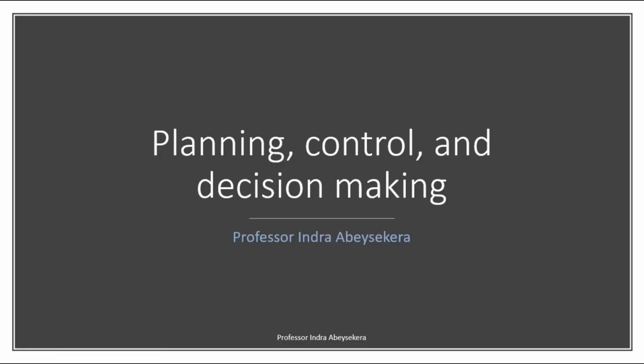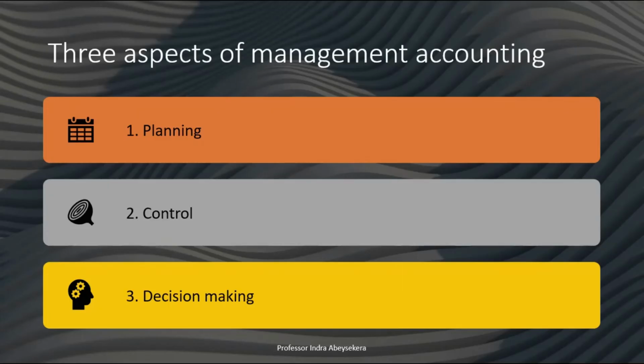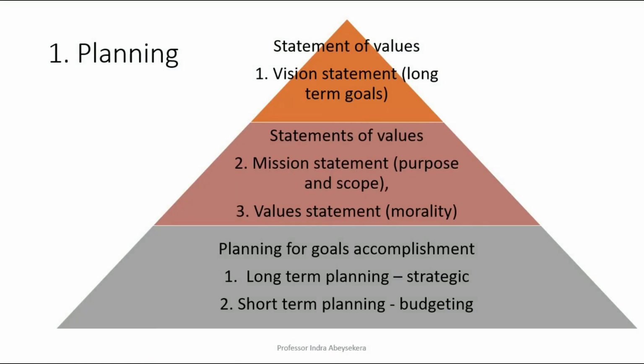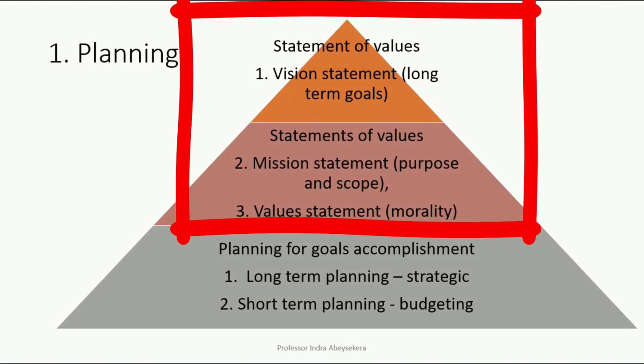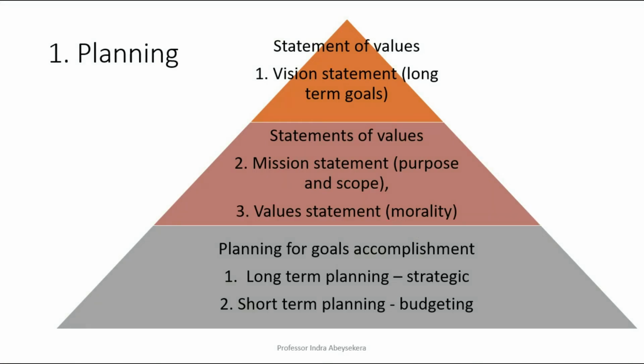Planning, control, and decision making. These are three aspects of management accounting. Let's look at planning. The planning starts with statement of values. There are three statements of values. The first one is the vision statement.